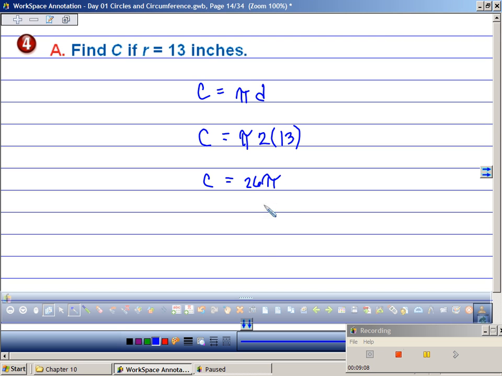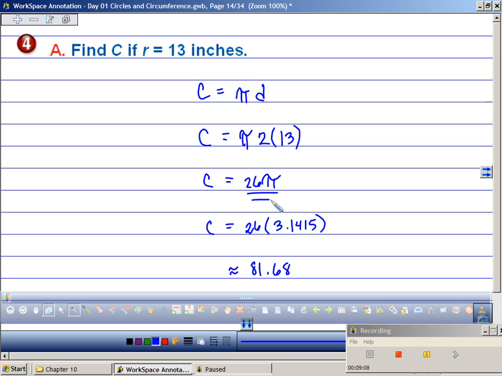Now let me just say that 26 pi is the exact answer to this problem. But if you'd like something that looks more numerical, you would put this in a calculator, which normally you'd multiply by 3.1415, which is approximately 81 and 6/800.